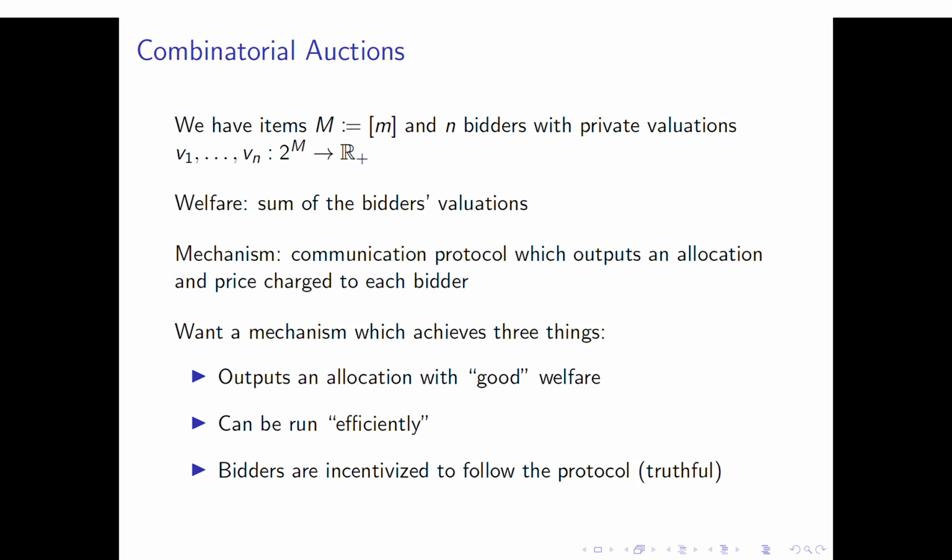Our goal is to design a mechanism that gets three things. First, we want it to output an allocation with good welfare, which we'll quantify later. We also want it to be efficient with regard to some resource utilization, like computation or communication, for example. Finally, we want the mechanism to incentivize bidders to follow the protocol, a property called truthfulness.